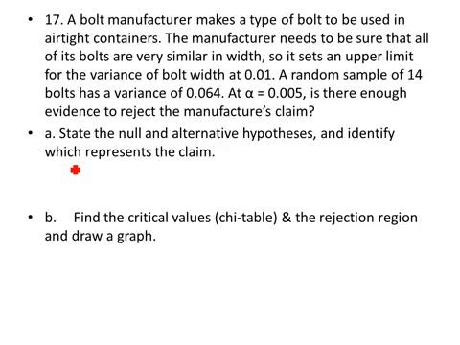Last one. A bolt manufacturer makes a type of bolt to be used in airtight containers. The manufacturer needs to be sure that all of its bolts are very similar in width. So it sets an upper limit for the variance. So the variance, how much it changes, can't be very much. And if it changes 1%, that's probably way too much. I don't know of any company that would set their variance at 0.01. That seems like an awful lot of change. A random sample of 14 bolts has a variance of 0.064, and at alpha of 0.5%, is there enough evidence to reject the manufacturer's claim?